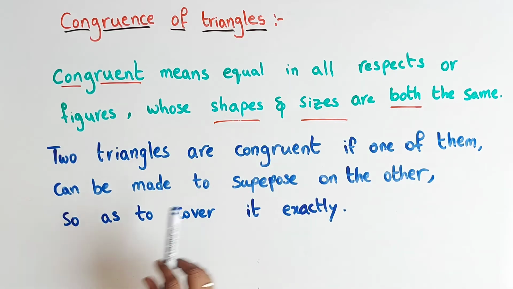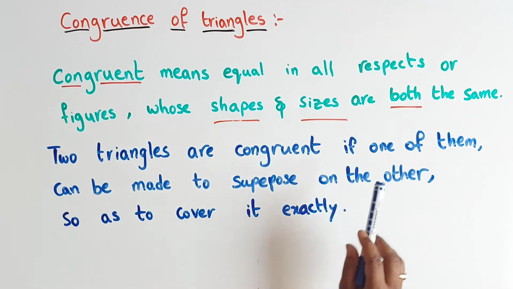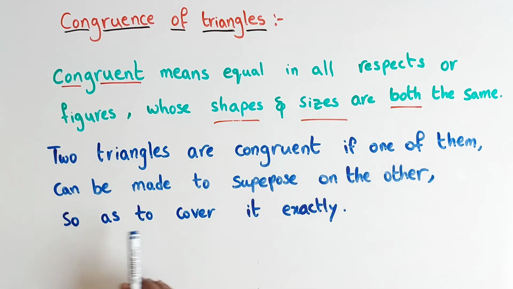Two triangles are said to be congruent if one of them can be made to superpose on the other. That means it has to cover it exactly. Just now we have seen the book's example as it is like that. If you place one on other, it has to cover completely, right? Then only the triangles are said to be congruent.